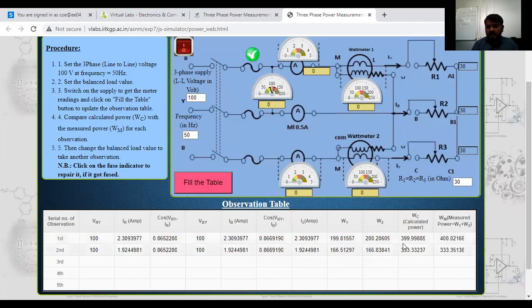See here now, the power is 333 for the increased load. We have considered 333 here. So as the load resistance increases, the current decreases. Current is inversely proportional to resistance, or not? Yes. So here we are increasing the resistance, and the current is decreasing.